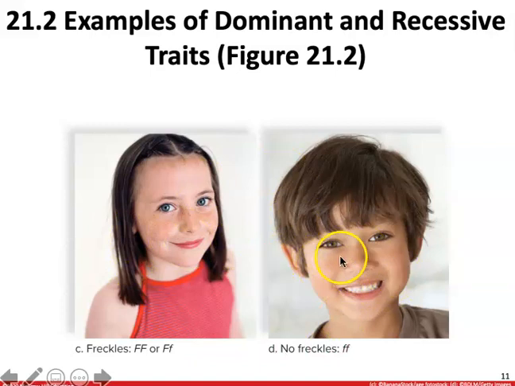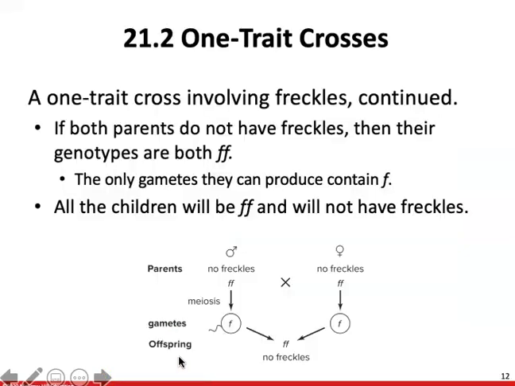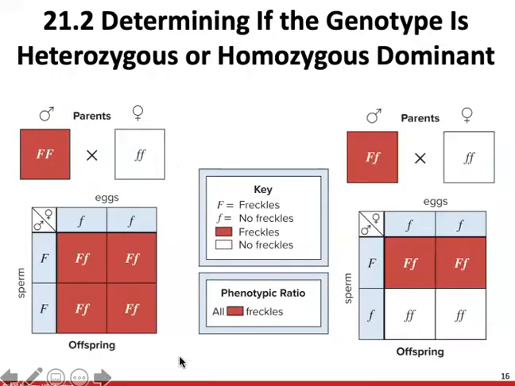If the individual has no freckles, we know that their genotype is going to be homozygous recessive. If the individual has freckles, we're not sure. They could either be homozygous dominant or heterozygous. Based on the information alone, we can't figure it out. We don't know just by looking at an individual whether they are homozygous dominant or heterozygous. If, however, we were to look at their offspring, we could potentially determine what the parents are based on the offspring.